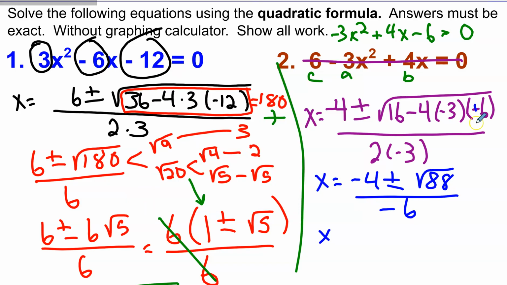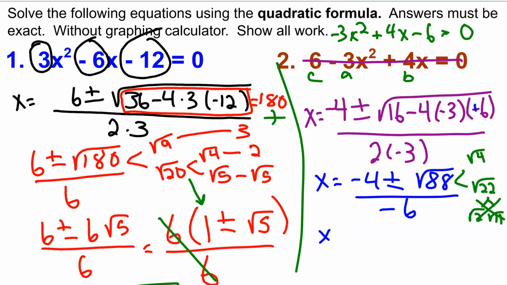I made a little mistake there. I had to pause it and find it for a second. This should be a positive, which makes this an 88. So I'm going to find the perfect square in 88. 4 goes into there 22 times. 22 is 2 and 11, so that's not a perfect square in there.